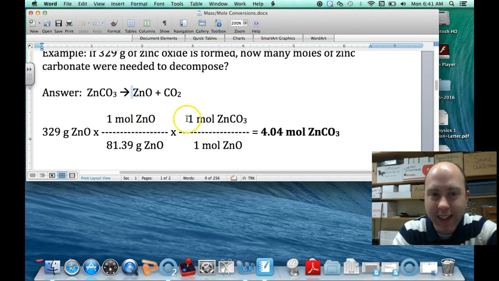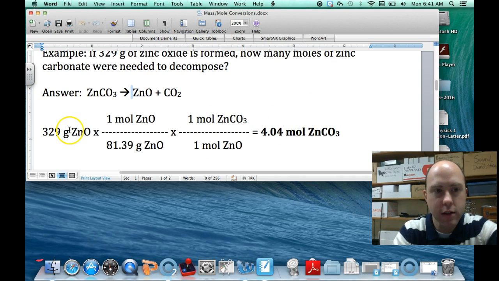Again, these ones right here come from the coefficients. This is the mole ratio. This one right here is just part of the equation. Remember, 1 mole of anything equals molar mass. So I'm going to type in 329 grams times 1 over 81.39 times 1 over 1. Now, shortcut, what would be the big shortcut here? 329 grams divided by the molar mass, and I'll pretty much be done, because 1 over 1 is 1. 1 times anything is anything. And so I get 4.04 moles of zinc carbonate.